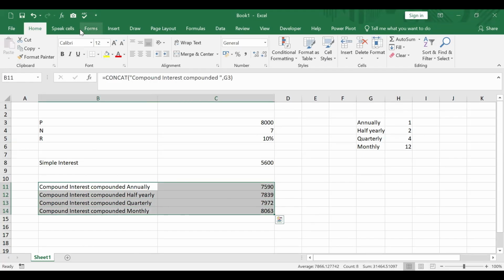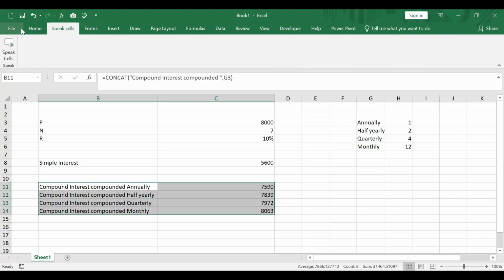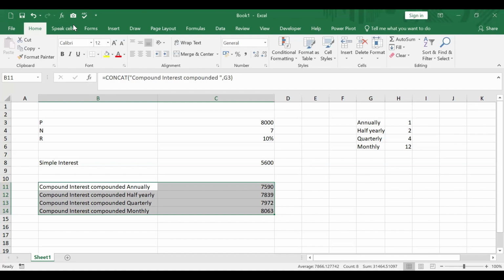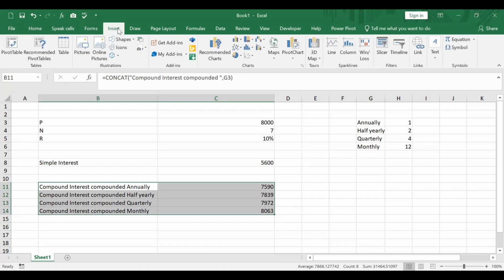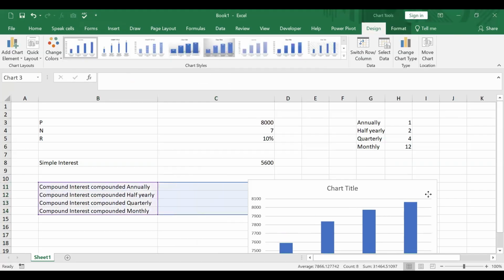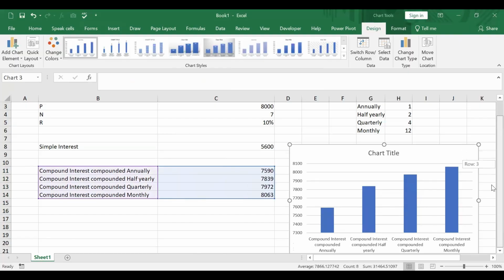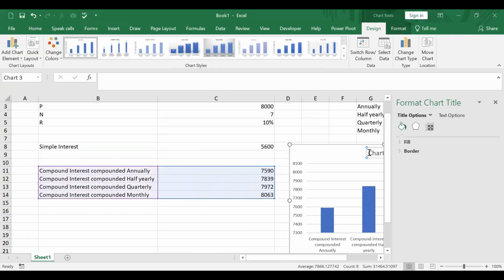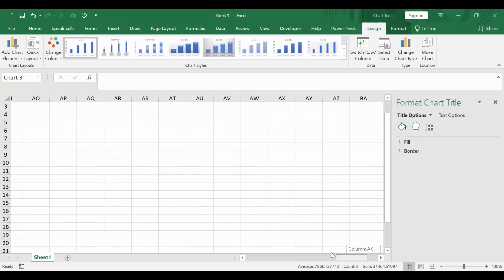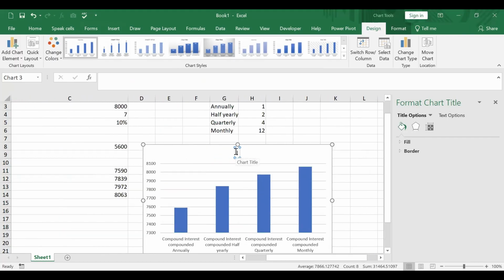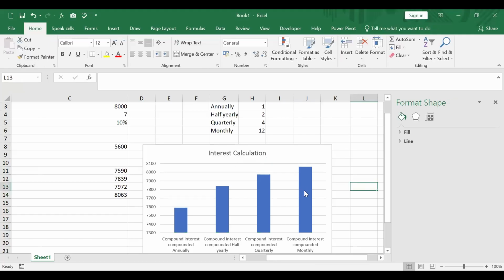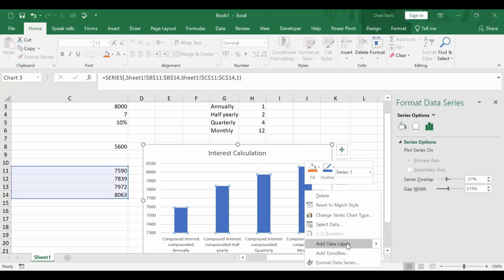All I have to do is select this one and say insert graph. The graph has come. And maybe I can change this one, interest. And if I want, I can put the data labels also.